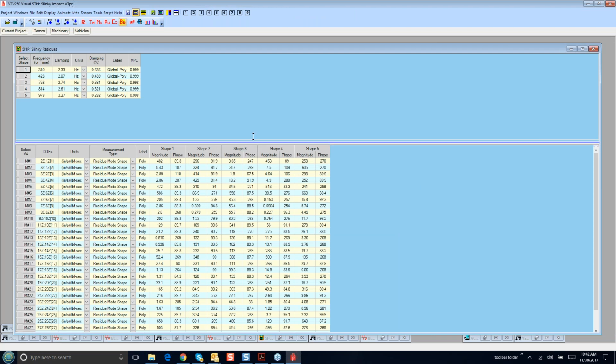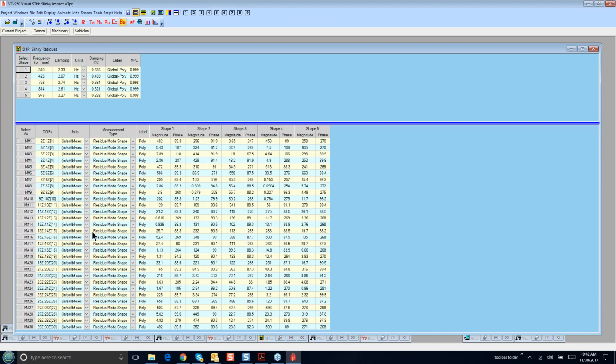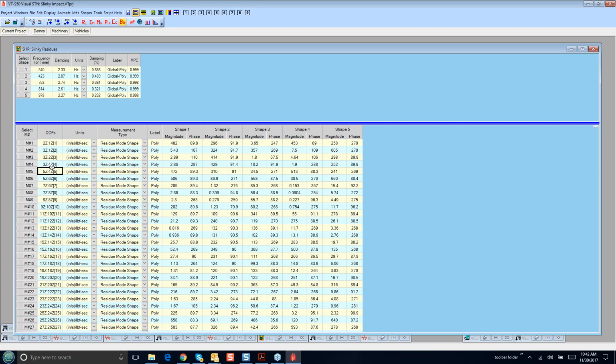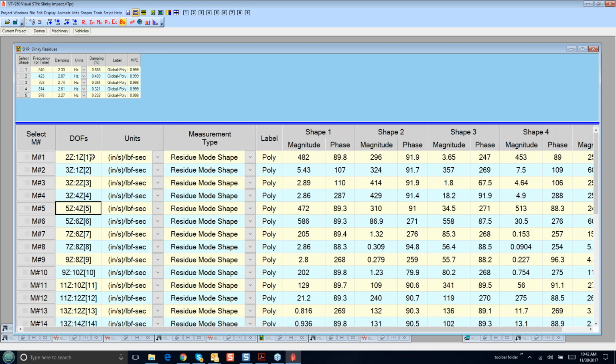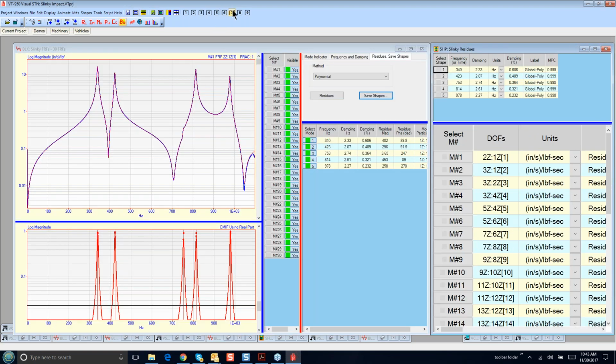So here's what we have from the Slinky test. Now we can't display these because if you look here at the references, those are the same as the references of the FRF. So we got 2Z, 1Z, 3Z, 1Z, 3Z, 2Z. So this is what we call a multiple reference set of data, but it's worse than that. Every residue has a different reference. So we cannot use this data as it is. We need to sort it.